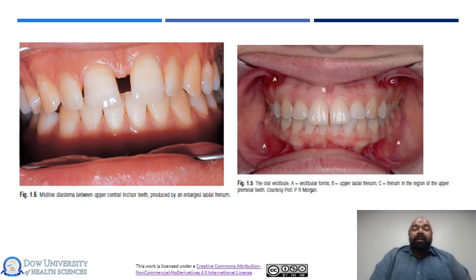The usual treatment is that this labial frenum is surgically incised and then attached at a higher area, and then these teeth are orthodontically made to approximate each other.